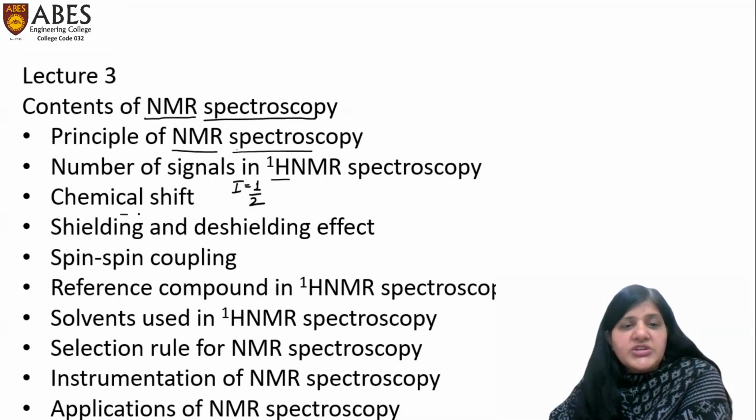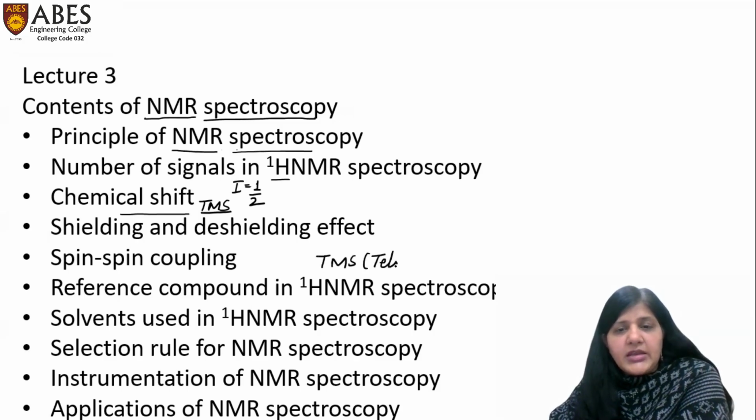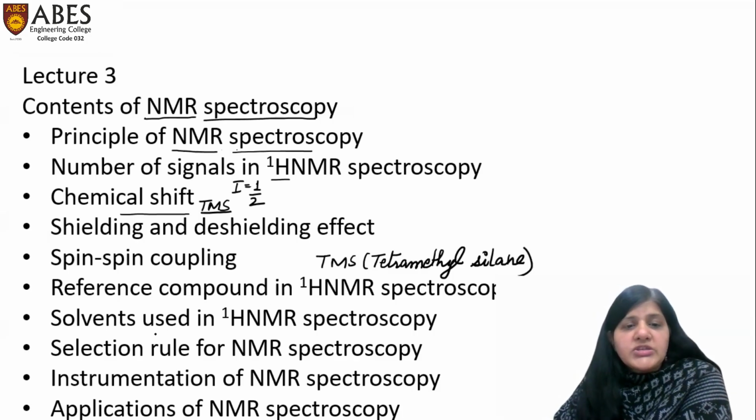Then there will be a discussion of the chemical shift, how chemical shift takes place in proton NMR spectroscopy with reference to the standard compound TMS. Then there will be a discussion on shielding and deshielding effect, spin-spin coupling effect, and the reference compound used in proton NMR spectrum, that is TMS, tetramethylsilane, why it is used as a reference compound, and what is the utility of this compound. Then solvents used in proton NMR spectroscopy.